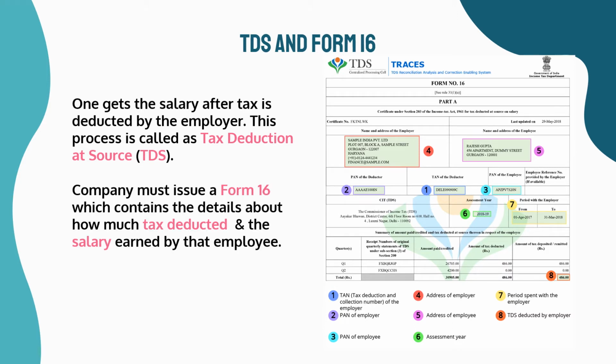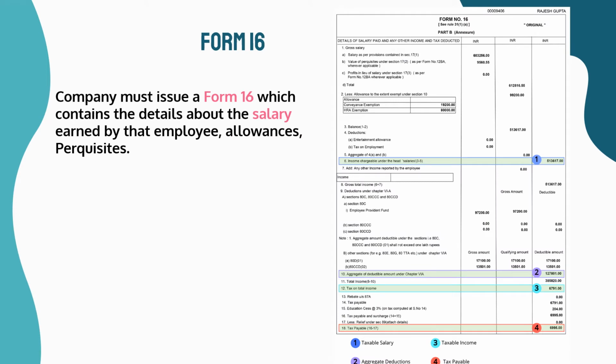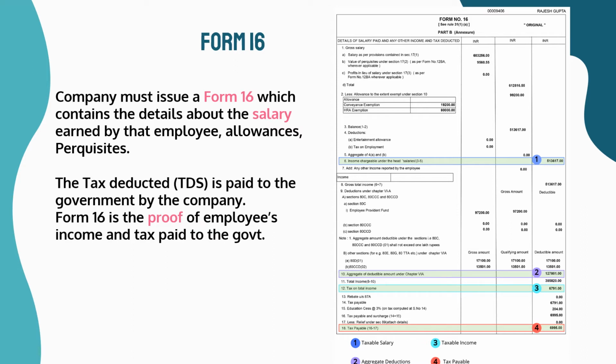The company must issue a Form 16 which contains the details about the salary earned by that employee and how much tax was deducted. The tax deducted, TDS, is paid to the government by the company. Form 16 is the proof of the employee's income and tax paid to the government. More details about Form 16 here.